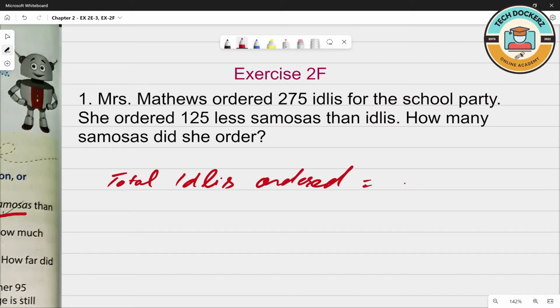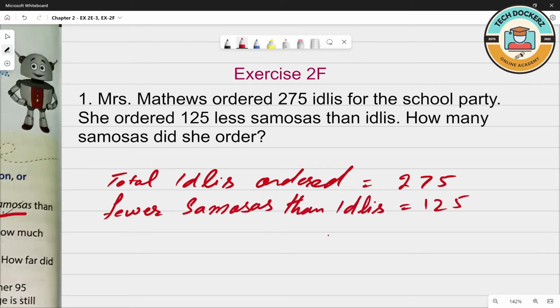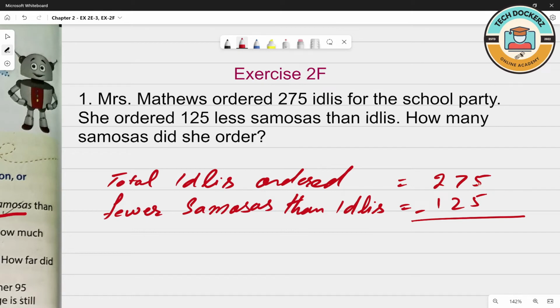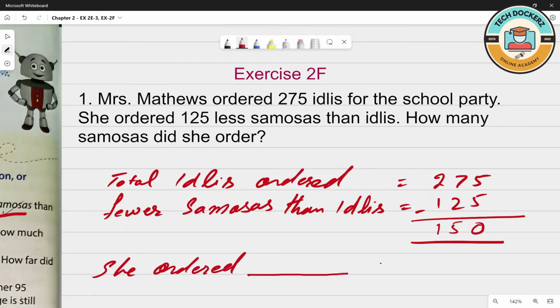Total idlis ordered, 275. How many fewer samosas than idlis did she order? Less or fewer is the same meaning. So this is also one of the signal words we have. So we can write fewer samosas than idlis, 125. So we will do the subtraction as we do. 5 minus 5, 0. 7 minus 2, 5. And 2 minus 1, 1. She ordered 150 samosas for the school party.